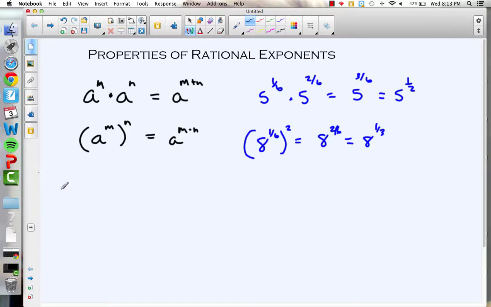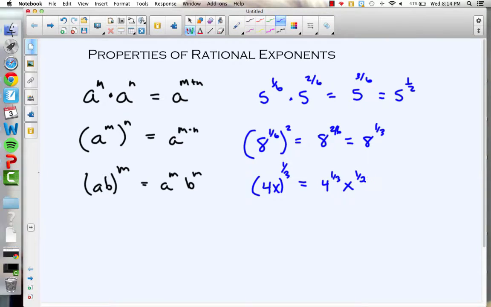Next property is if I have two things inside parentheses all to one power, then I can split them up as long as I distribute that exponent. So like this, ab to the m would just become a to the m times b to the m. So a good example, and this is one that people tend to mess up quite a bit, if I have 4x to the third, and maybe I make it to the 1/3, okay? That would be the same as 4 to the 1/3 times x to the 1/3. And then of course you would figure out whatever the 4 to the 1/3 is, and you would go from there.